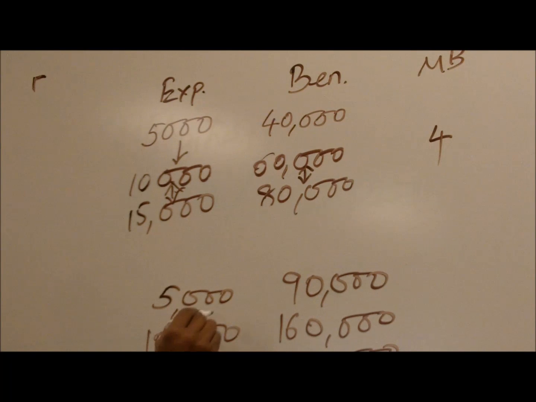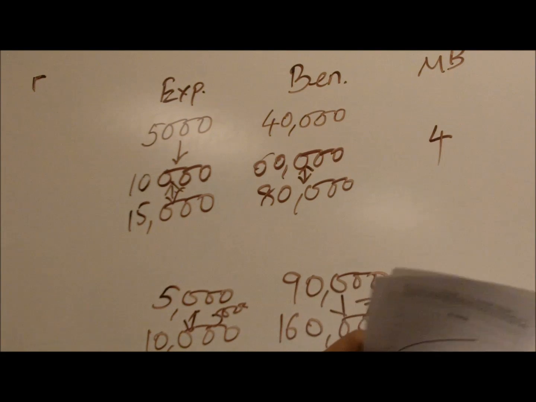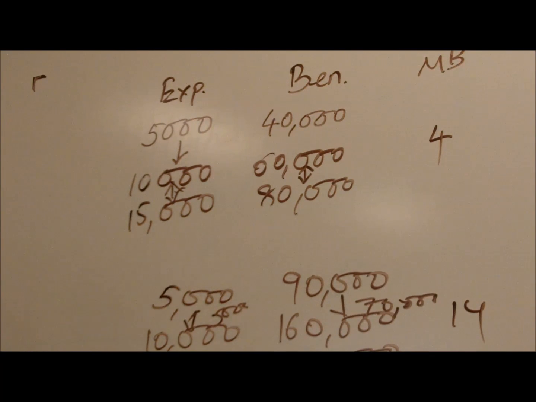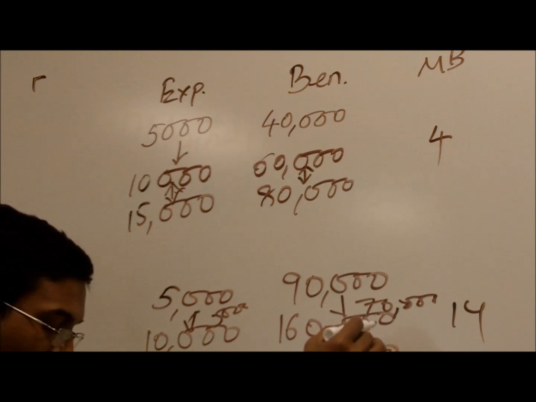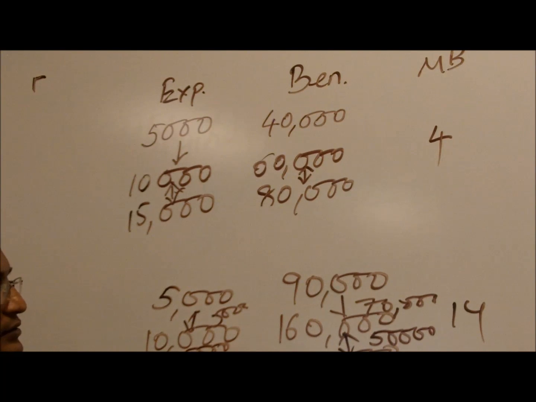This one is a 5,000 increase, and here is the increase of 70,000, right? So, what is the additional dollars benefit? 70 divided by 5, we can find that 14. Then for this one, what is the marginal benefit in this case? Tell. What is the increase? $50,000. Here is the 5,000. So 10.